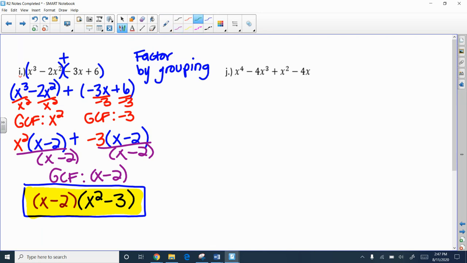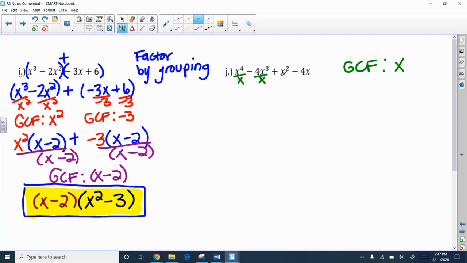So if we look at example J here, write down example J in your notes. If you're writing down in your own notebook, J is x to the 4th minus 4x cubed plus x squared minus 4x. This time, if I look at all my terms, we actually do have a greatest common factor of all 4 terms. So if I'm looking at my flowchart, I would take out a GCF first.